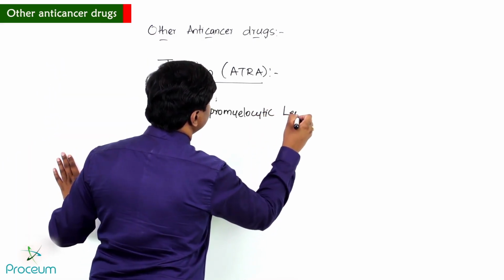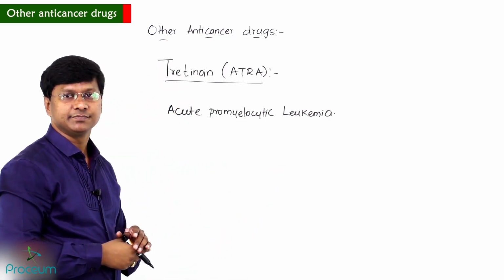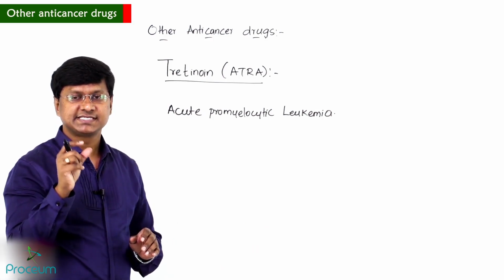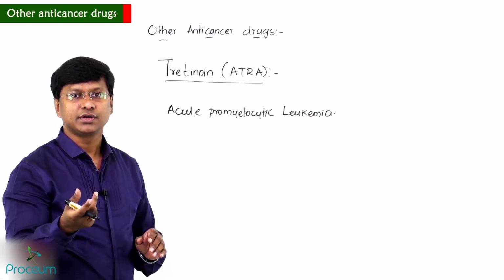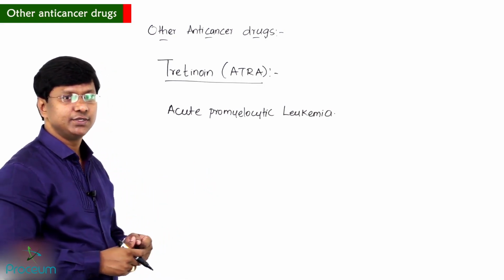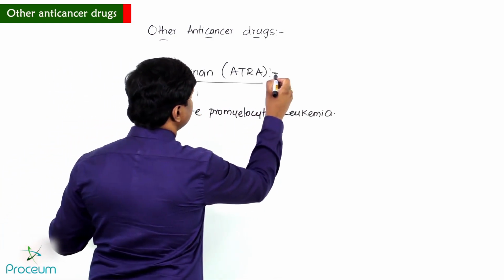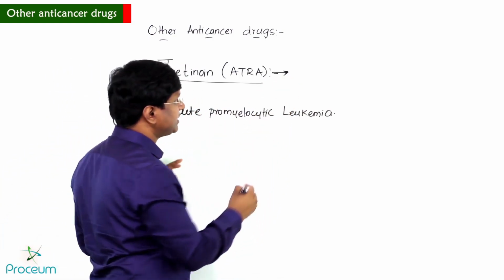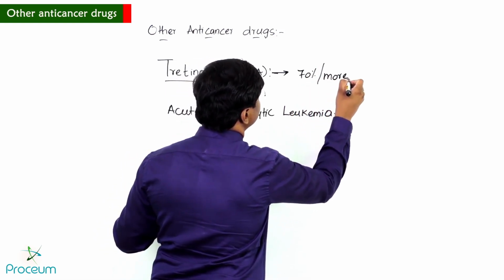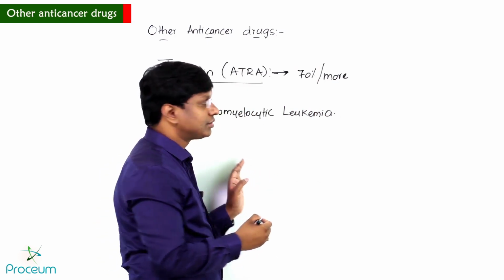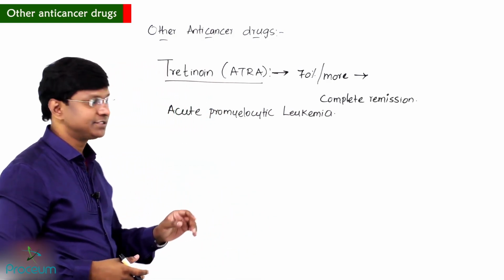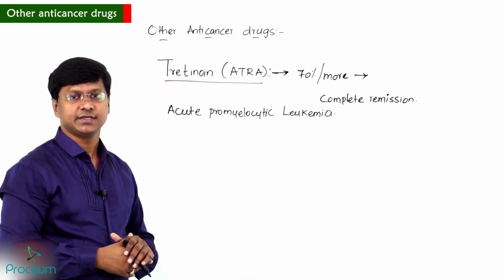Remember, this all-trans-retinoic acid induces a 70% or more rate of complete remission in case of acute promyelocytic leukemia. So remember, all-trans-retinoic acid will induce 70% or more complete remission in acute promyelocytic leukemia.